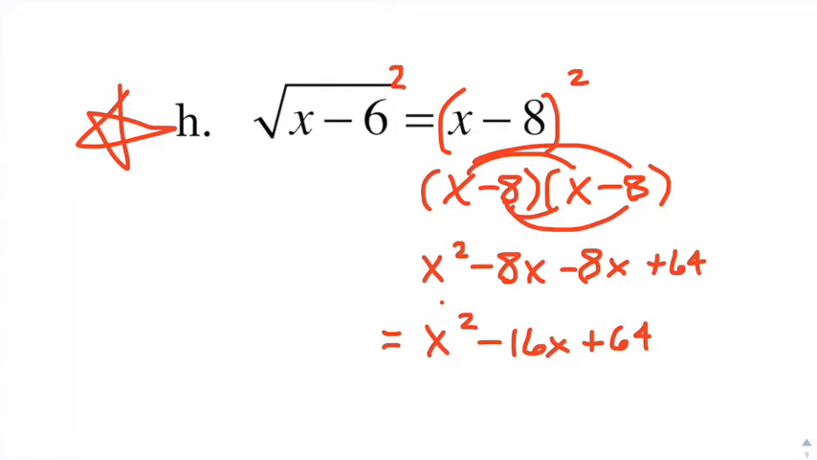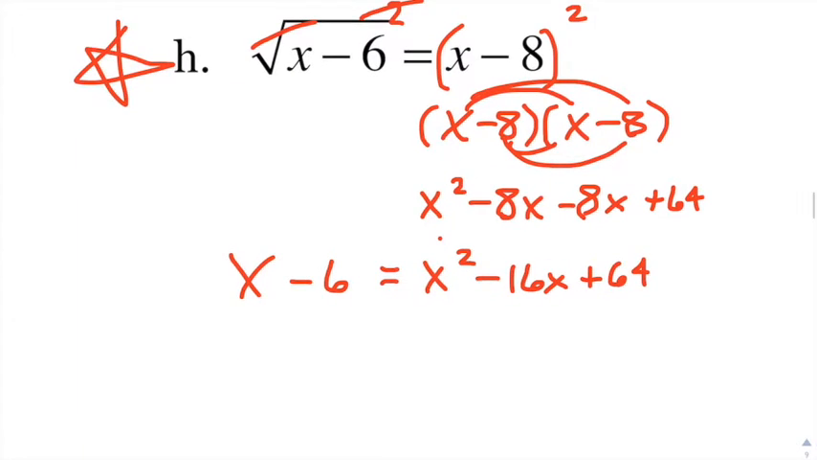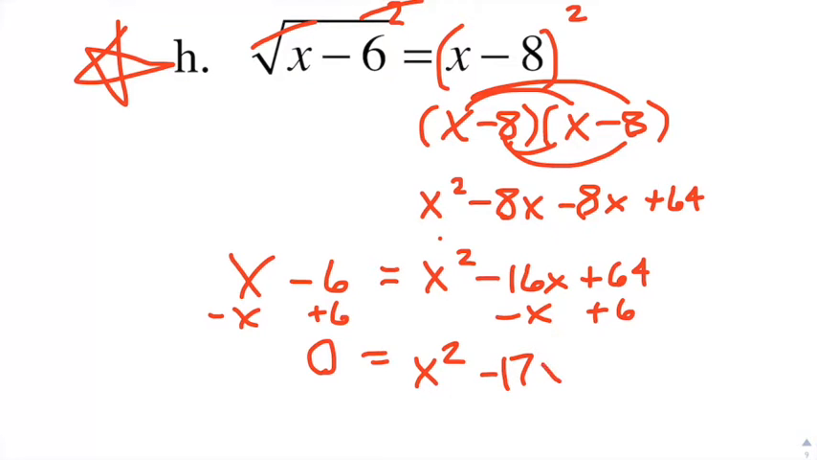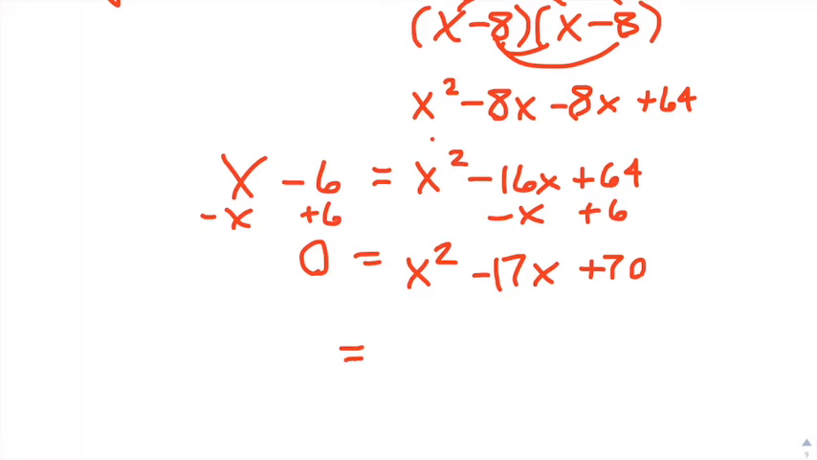Now over here on the left side, the square and the square root undo each other, so you have x minus 6 left over. And then what I would do is get everything to the same side. So we'll subtract over to the right because it's a quadratic. With quadratics, you've got to have them equal to 0, and then typically we want to factor. So I'm going to subtract x, and then add 6. And that'll give us x squared minus 17x, and then plus 70. And then we'll solve by factoring.